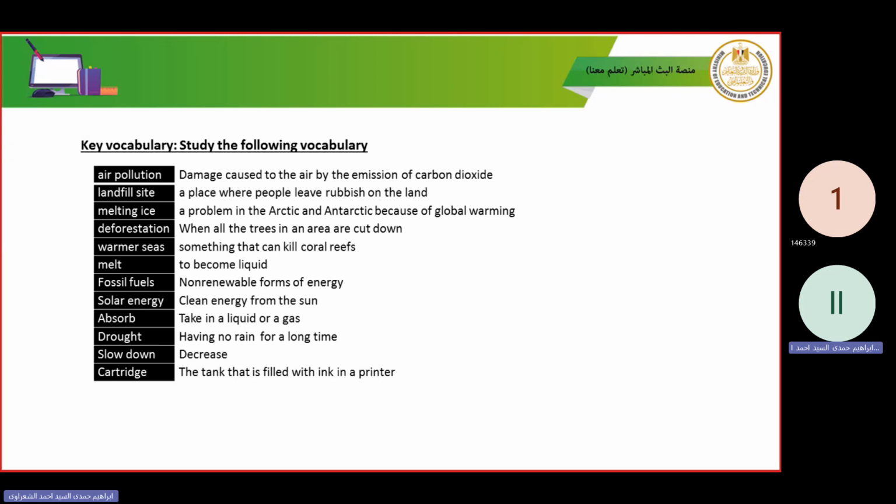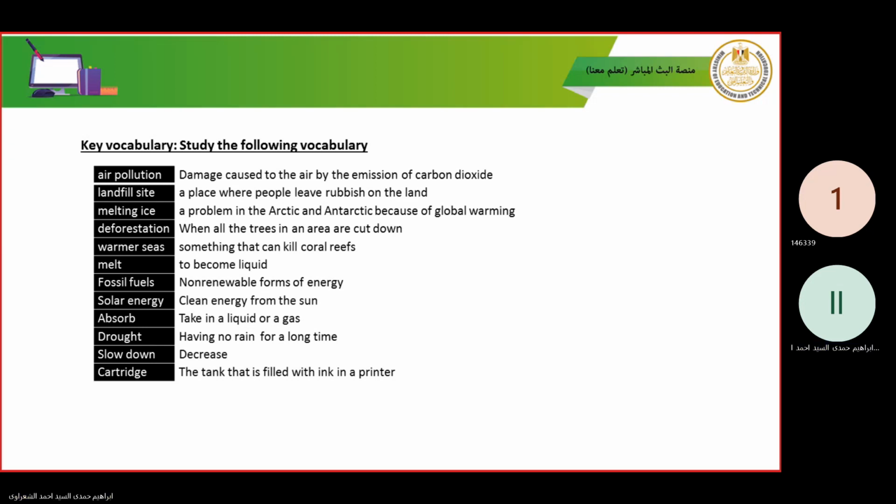And then we have slow down. Slow down means decrease or make less or reduce. And then the last word is cartridge. Cartridge is the tank that we fill with ink in a printer. Okay, this is the cartridge.